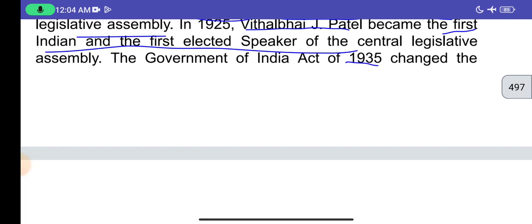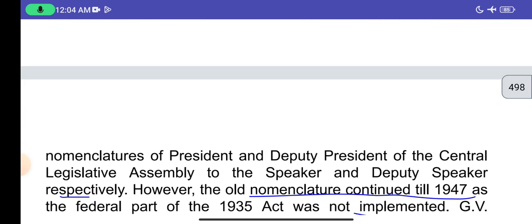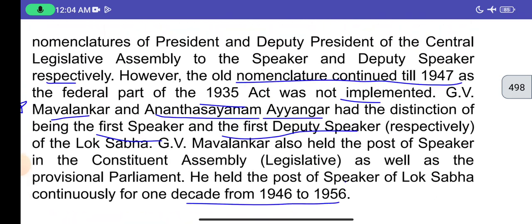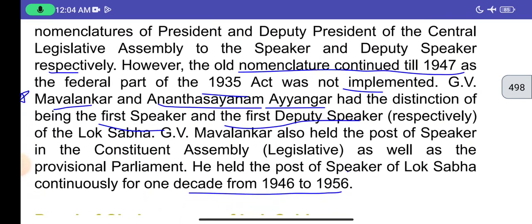The Government of India Act of 1935 changed the nomenclatures of President and Deputy President of the Central Legislative Assembly to the Speaker and Deputy Speaker. So the 1935 Act is where this nomenclature change happened. However, the old nomenclatures continued till 1947 as the federal part of the 1935 Act was not implemented.